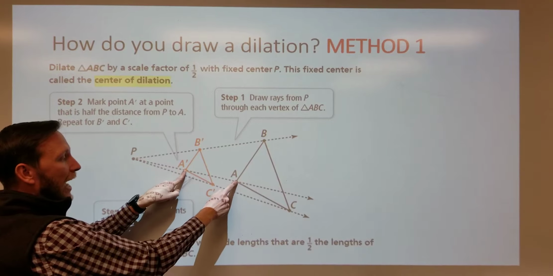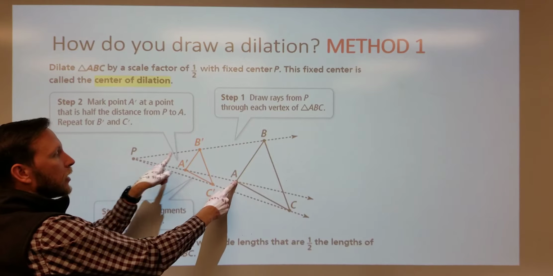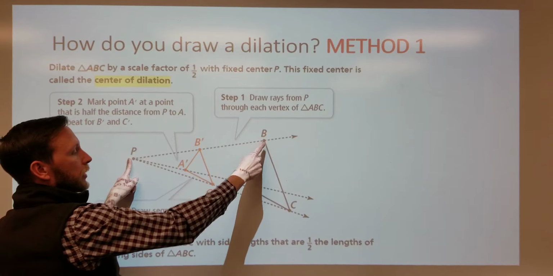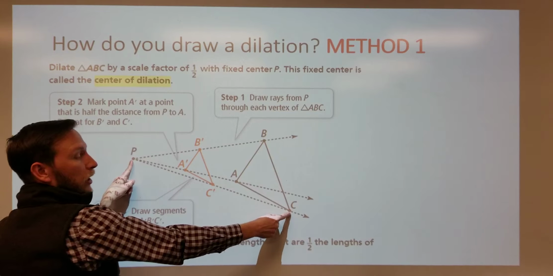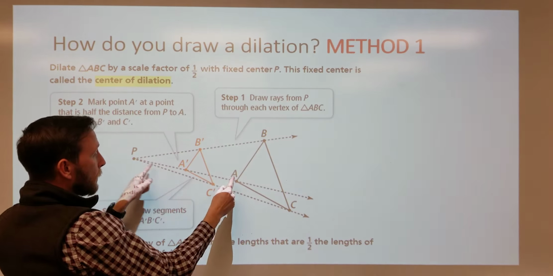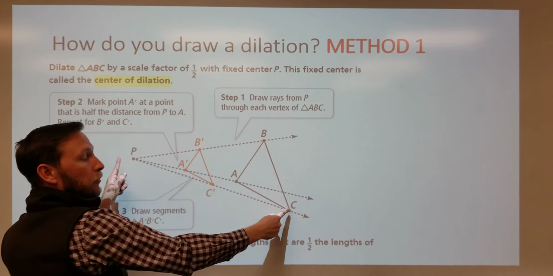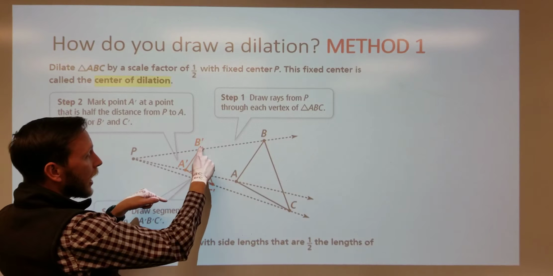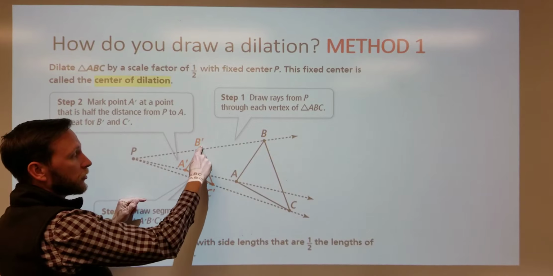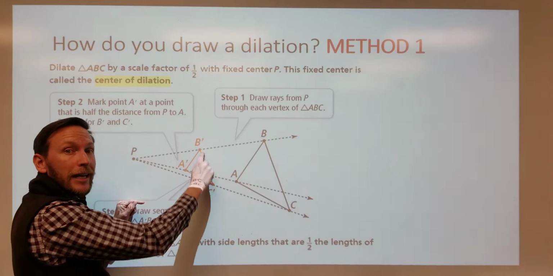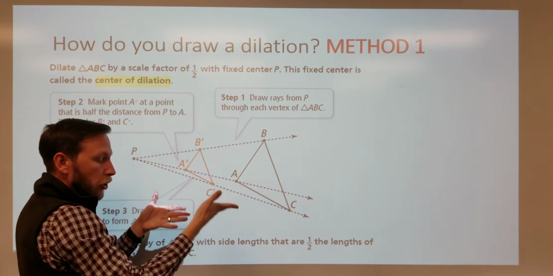So A prime is halfway between P and A. B prime is halfway between P and B. C prime is halfway between P and C. And so we would measure this distance and cut it in half. We would measure this distance and cut it in half. We would measure this distance and cut it in half. And once you plot those vertices of your image, you connect those vertices using your ruler.